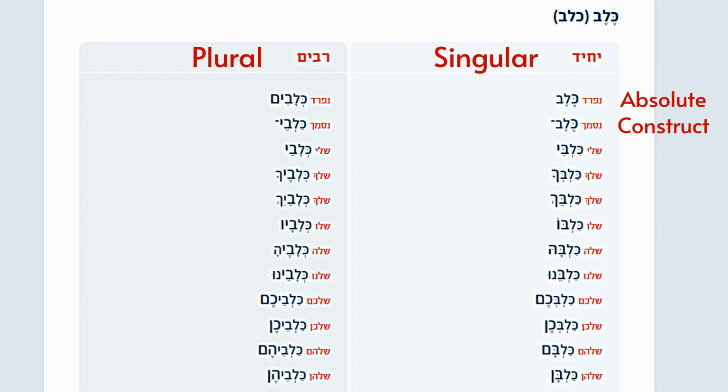But the other suffixes will switch the places of the a vowel and the shva in kalve, as in kalavav, his dogs, or kalaveha, her dogs. These patterns are the same with most segolate nouns. You can use this website yourself to see how the segolate nouns yeled, boy, or gever, man, will sound when they are put in construct form or are used with these possessive suffixes.